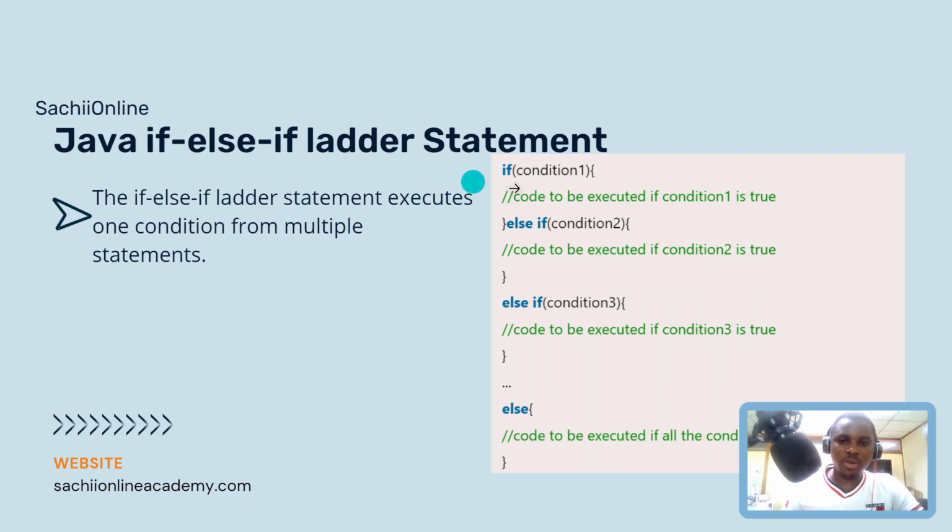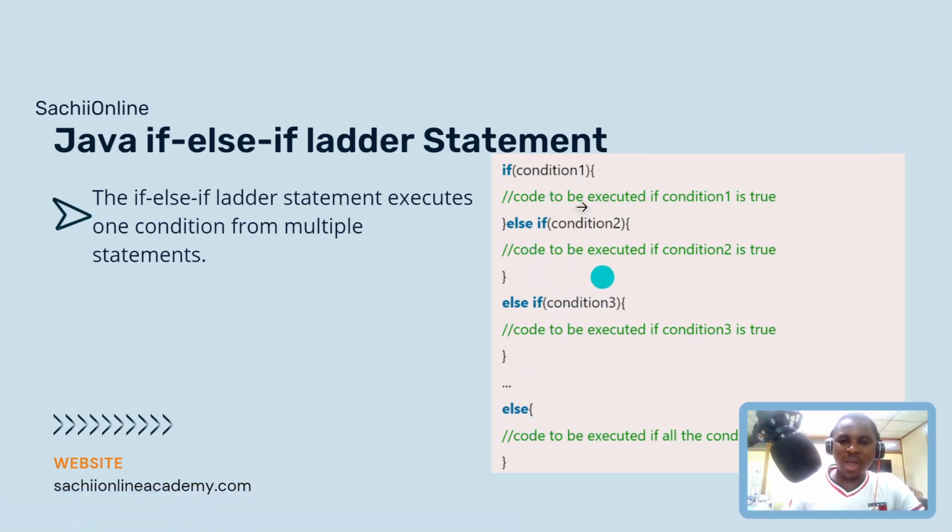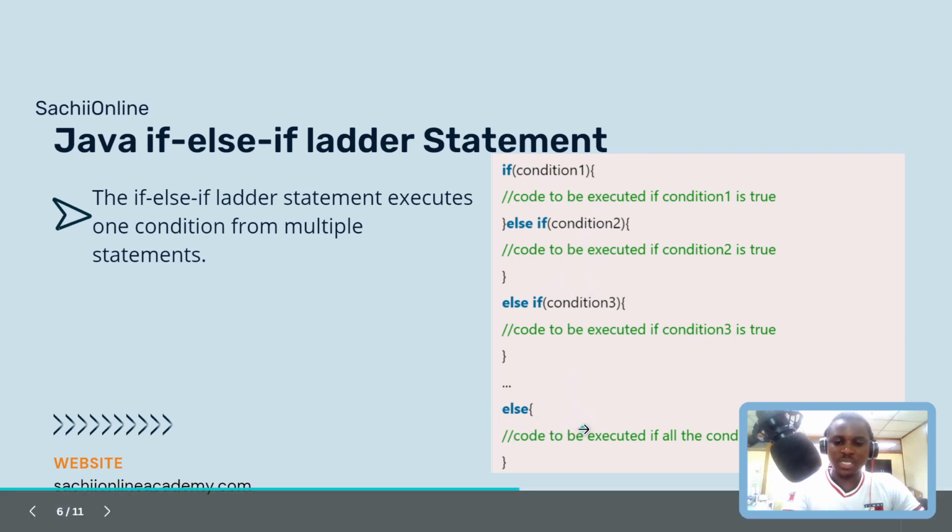For example, here we have condition 1. If condition 1 is true, we just execute this and we ignore all other conditions. But if this one is false, we check this one. If it's false, we check this one. If it is false, we execute what's in the else statement. So actually we execute one of these statements, else we are going to execute this block, just like that, guys.